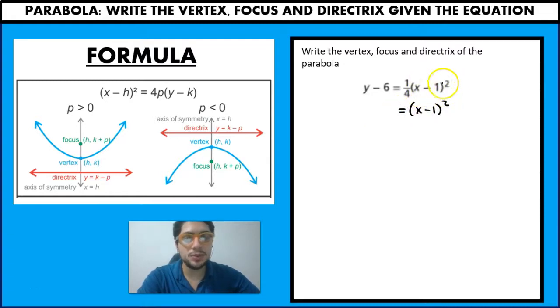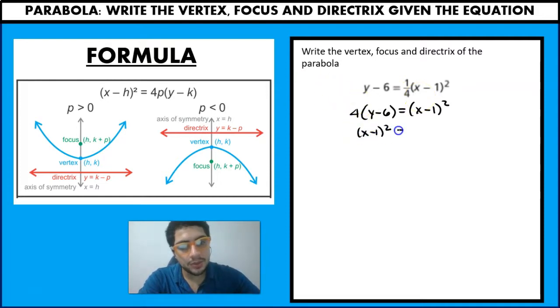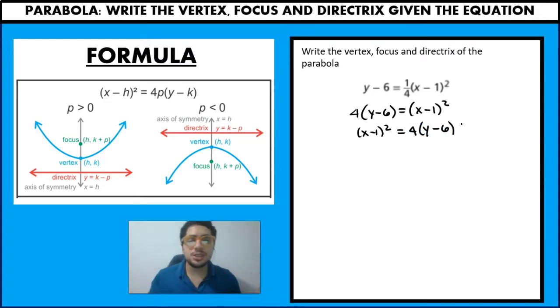So x minus 1 to the power of 2, which is the same way we have it here, is equal to 4p. So now this 4 is going to pass to the other side, multiplying 4 times y minus 6. And then we're just going to reverse it. So x minus 1 to the power of 2 is equal to 4 times y minus 6. So we haven't changed a thing, we have just reorganized it.